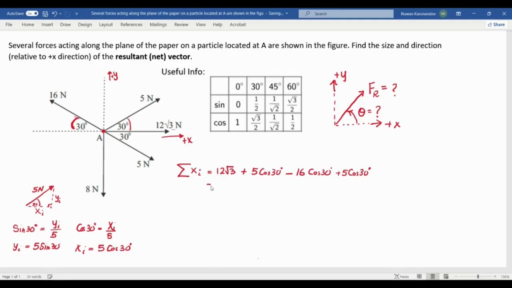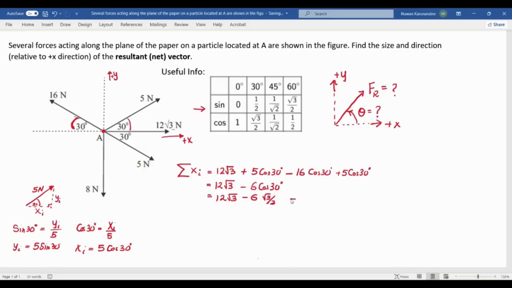Okay. And then I need to sum this up. So I'll have 12 square root of 3. I have all the other three terms, they have cosine 30 degrees. So I have 5 and 5, that is 10, minus 16. 10 cosine 30 minus 16 cosine 30 will give me 6 cosine 30. However, if you look at this table over here, cosine 30 is square root of 3 over 2. So I can substitute for cosine 30 square root of 3 over 2.